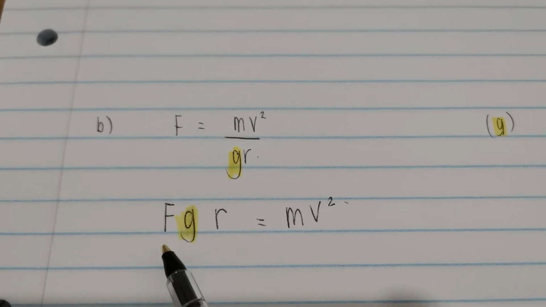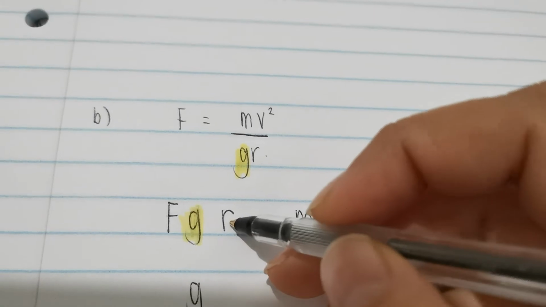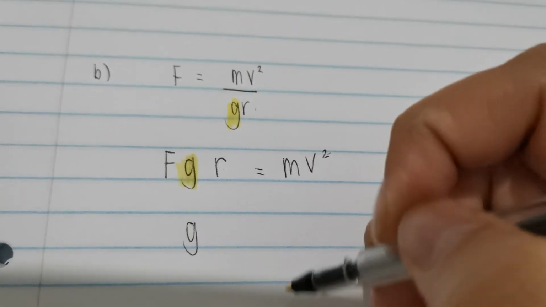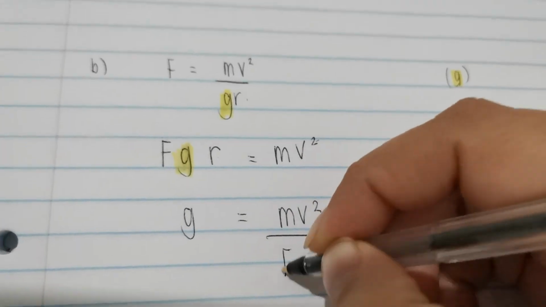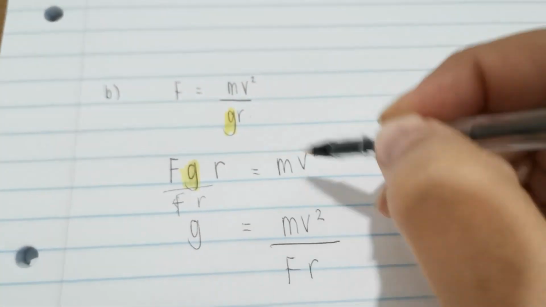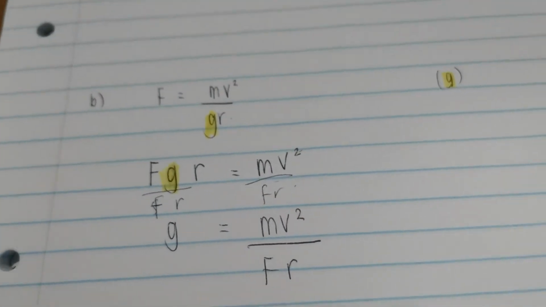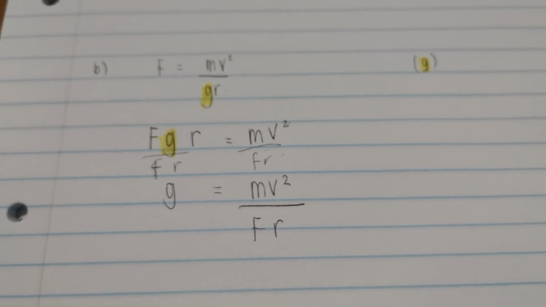Okay, to get rid of this f, I divide both sides by f. And to get rid of this r, I divide both sides by r. So my final answer is mv squared over f r, because I just divided here by f r and divided here by f r. This one is actually much easier than the first one. I hope that this helped you with literal equations.